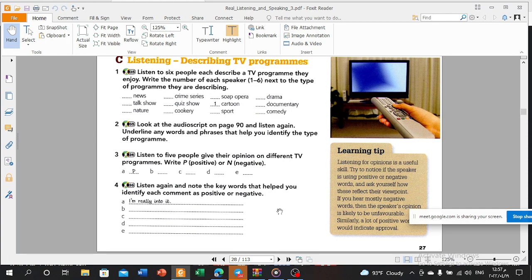Here in E, it was also a compliment to the TV program, saying that there were some flat jokes but it was overall pretty funny, which led us to conclude that it was a positive opinion. And the utterance was what? Was pretty funny.